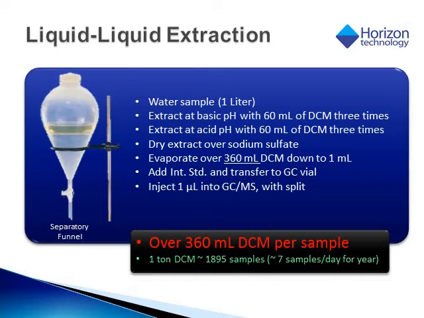An internal standard is included into the extract, transferred to a GC vial, and then only 1 microliter sample is injected into the GC with a split. So this translates into over 360 milliliters of DCM per sample. 1 ton of DCM translates to about 1,895 samples, or roughly about 7 samples per day per year.